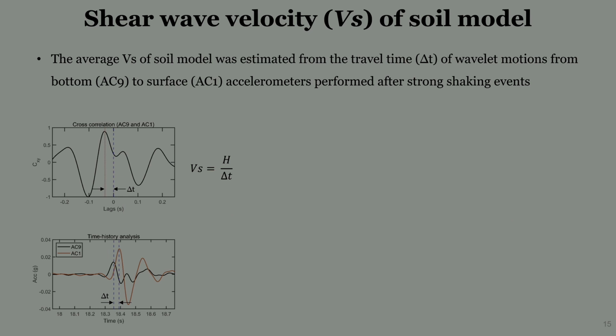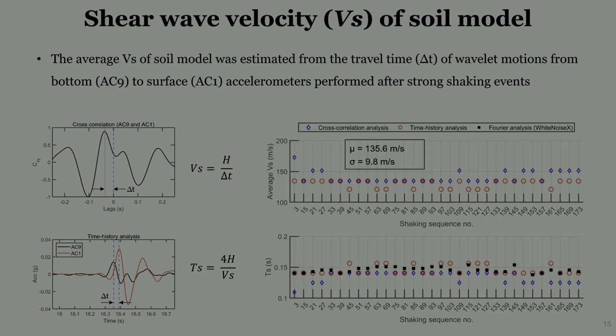Next, I estimated the shear wave velocity of this soil model. This was estimated based on the travel time of the wavelet motions from the bottom accelerometer to the top accelerometer. And these were also performed after the shaking events. I used two methods to estimate the travel time. One is the cross correlation between these two acceleration readings, and the other is the time history analysis, based just on the time difference between these peaks in this wavelet motion. Using this time difference, I could estimate the shear wave velocity, Vs.